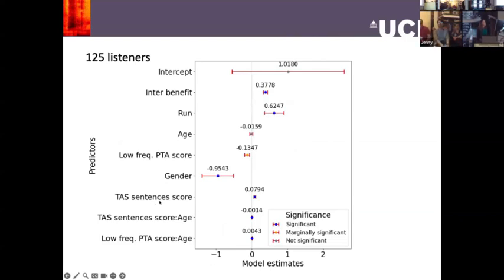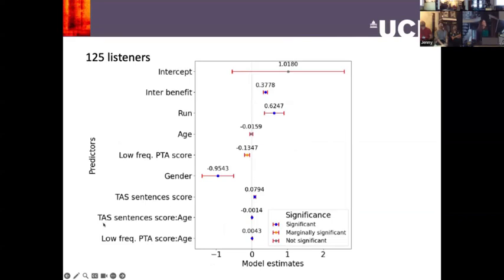Some of the things that are interesting and repeat things in the literature is that if you're female, you're much better at benefiting from seeing a talker's face. For whatever reason, men seem to benefit less from visualising a talker. Hearing loss didn't have any effect. Age didn't really have any effect either.